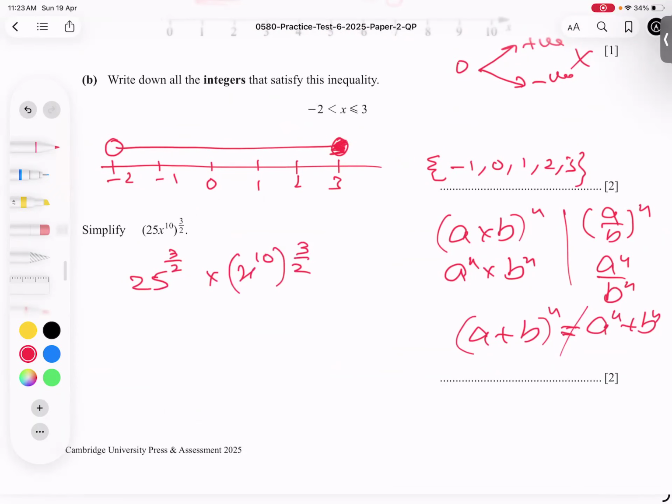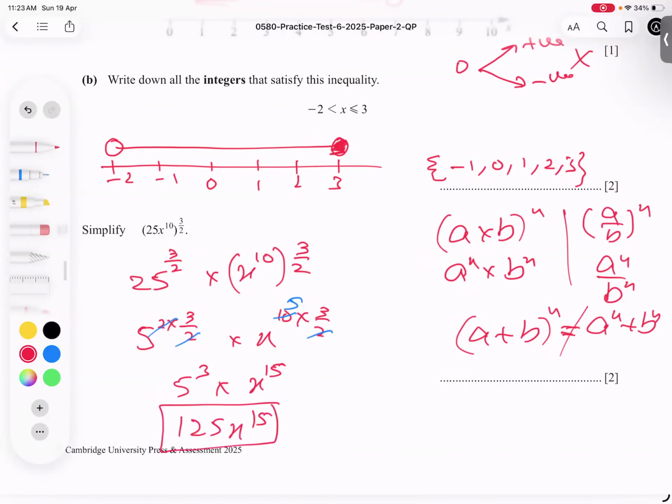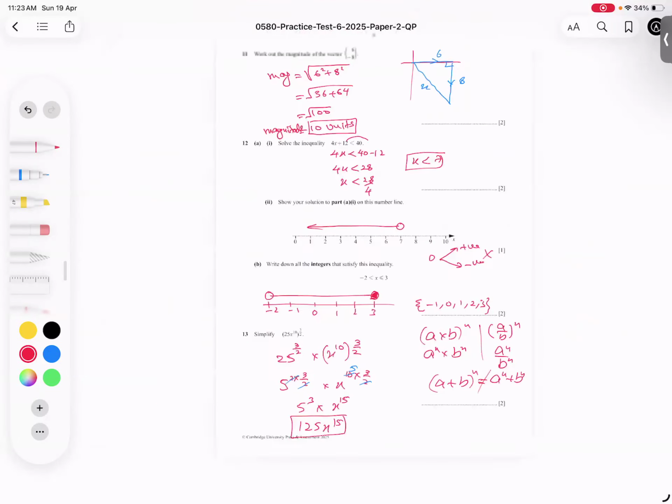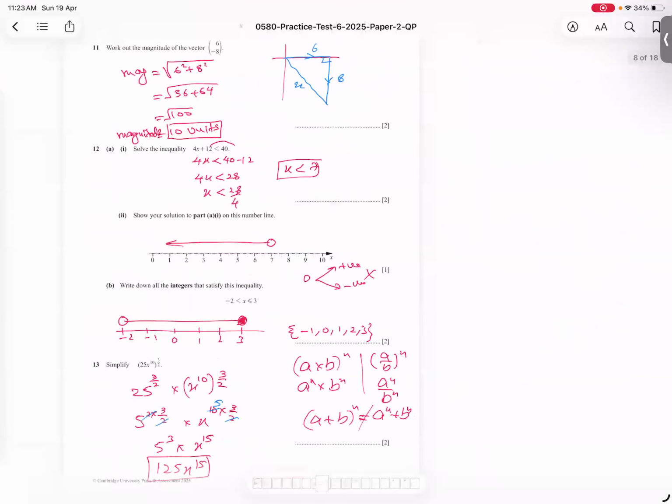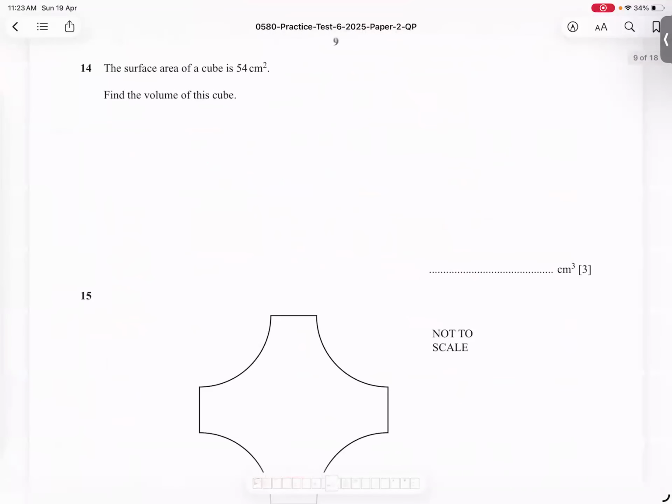What is 25? 25 is 5 to power 2, because 5 fives are 25. And inner power and outer power multiply. Same story here, 10 into 3 by 2. So the 2 cancels, this 2 cancels, 2 times 3 by 2, and I got 5 to power 3 and x to power 5 times 3, which is 15. And this means 5 into 5 into 5, so I got 125 x to power 15. I think the point is very, very clear. Let's talk about the next question. The next question is number 14.